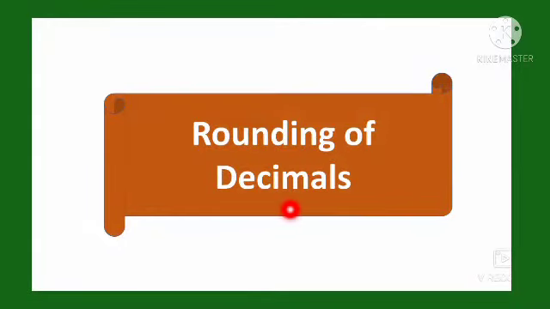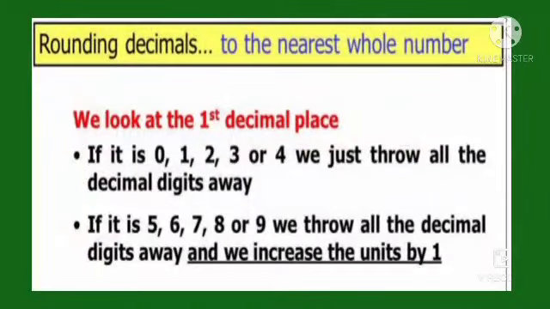Now, let us see rounding of decimals. Rounding decimals to the nearest whole number. We look at the first decimal place. If it is 0, 1, 2, 3 or 4, that is less than 5, we just throw all the decimal digits away. If it is 5, 6, 7, 8 or 9, which are equal to 5 or greater than 5, we throw all the decimal digits away and we increase the units by 1.